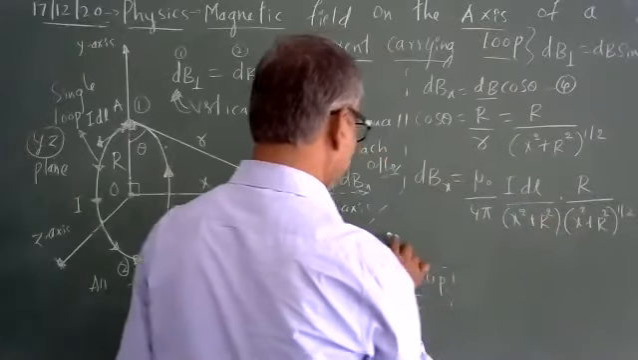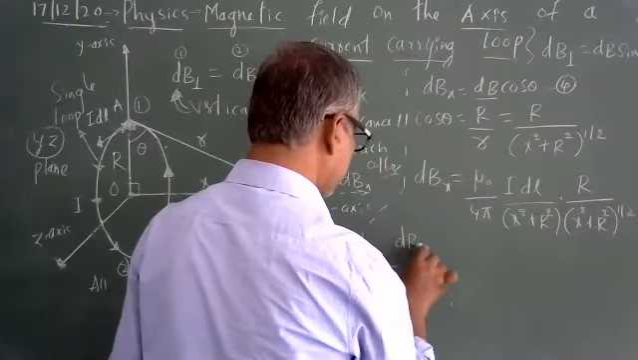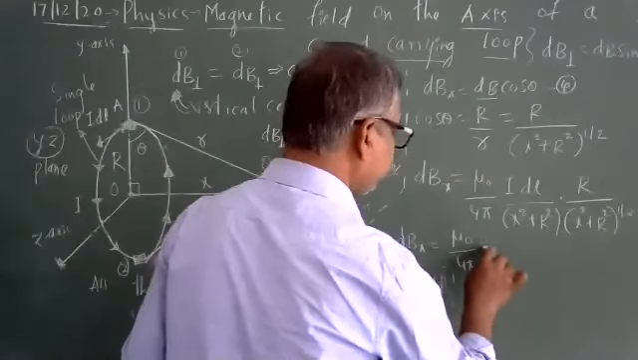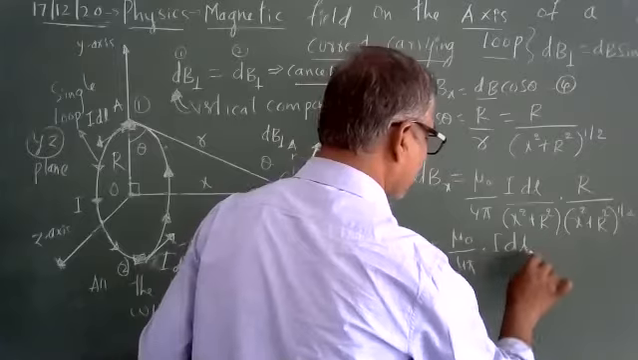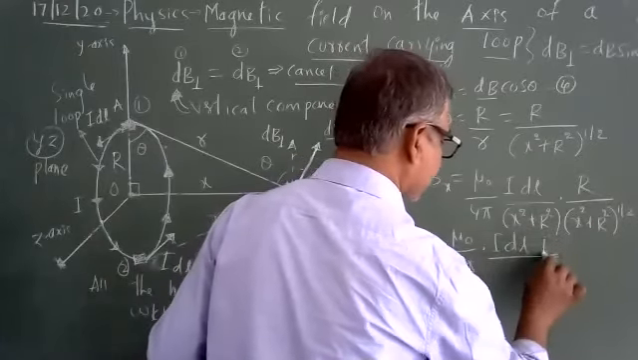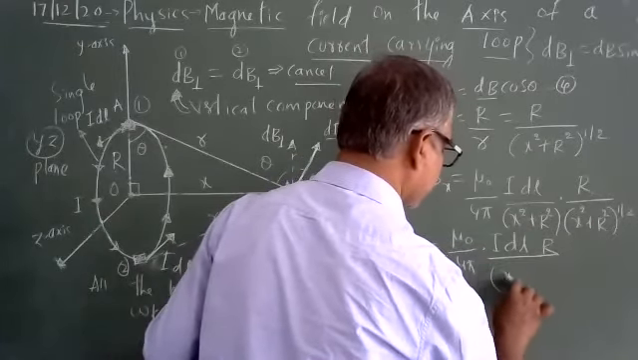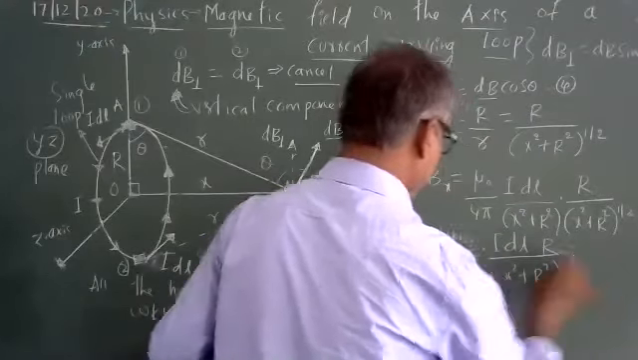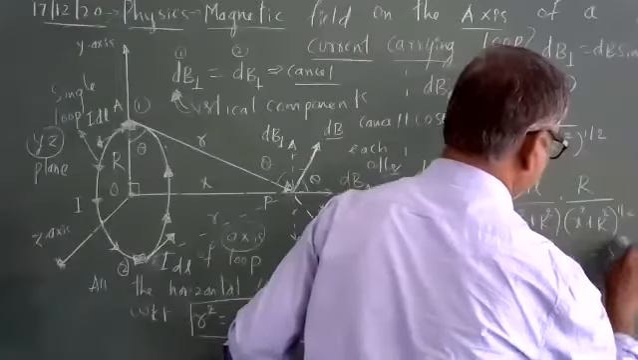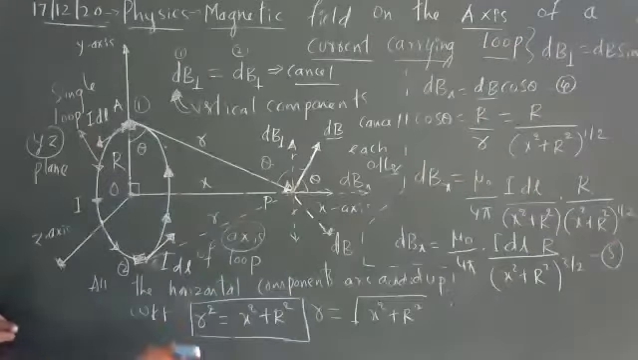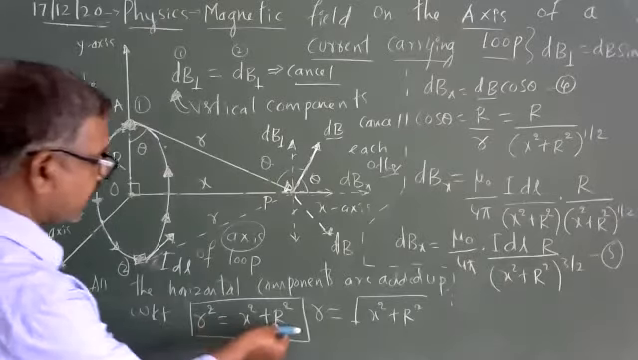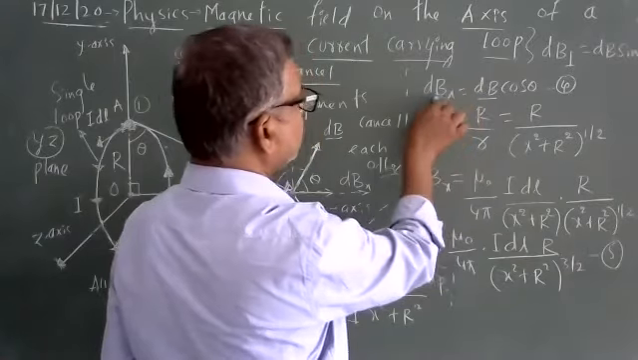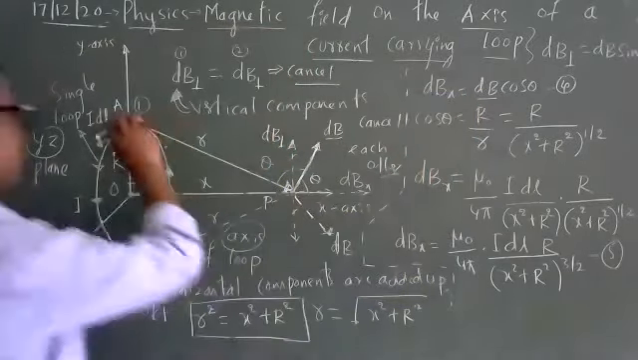Its simplification gives dBx, the horizontal component, equal to mu 0 upon 4 pi I dl R, in the denominator x square plus capital R square to the power 3 by 2. Yes, I stop here. Call it equation 5. I repeat, we have small r square equal to x square plus capital R square. Substitute the value of r in cos theta and make use of this formula. This is the horizontal component.